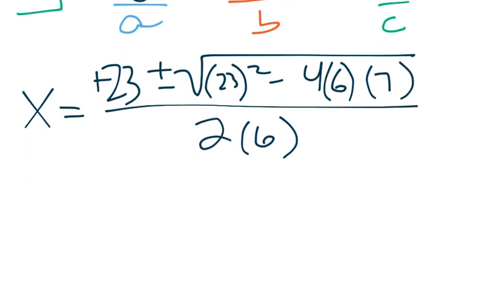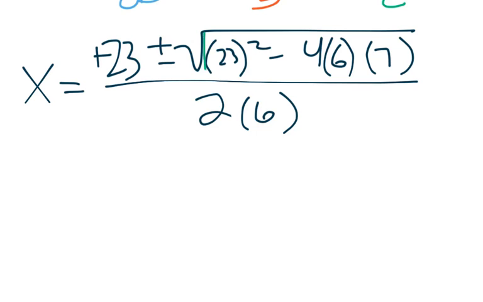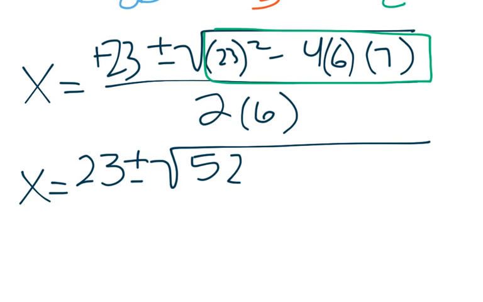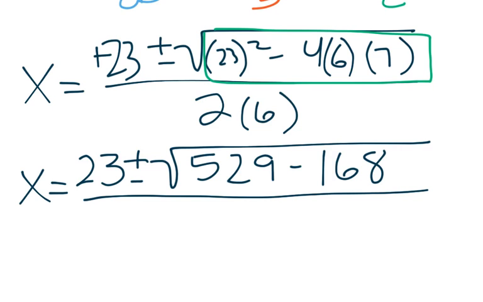And now we can simplify. The first thing we're going to do is simplify the inside of this, first by squaring the 23, and then by multiplying 4 times 6 times 7. So we're going to rewrite this equation: x equals 23 plus or minus the square root of 23 squared, which is 529, minus 4 times 6 times 7, which is 168, over 2 times 6, which is 12.